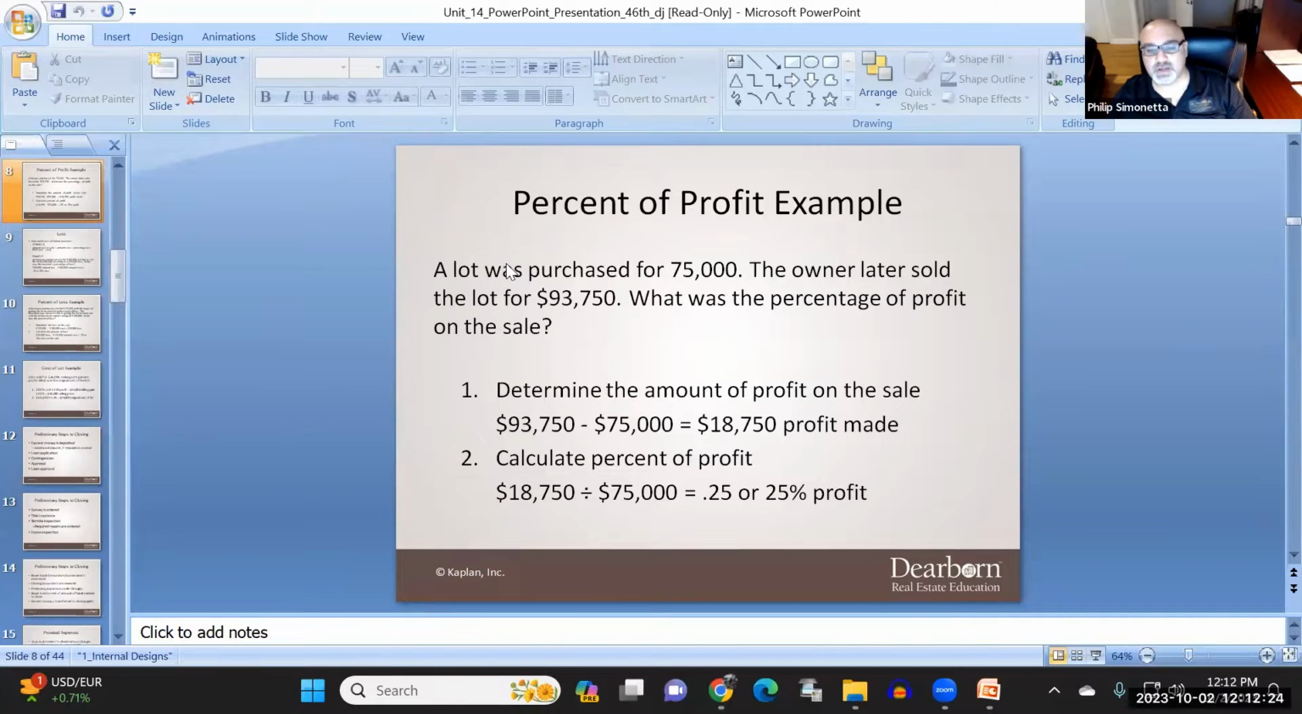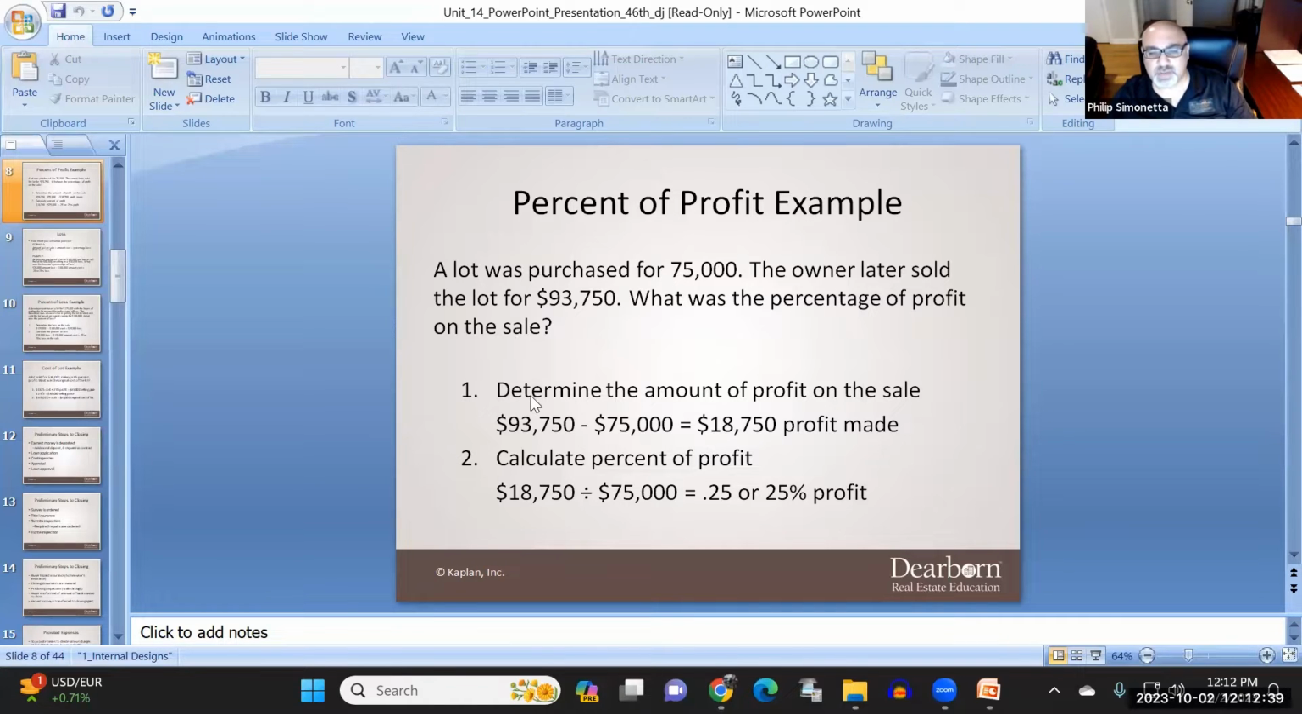So let's say here's an example. A lot was purchased for $75,000. The owner later sold the lot for $93,750. What was the percentage of the profit on the sale? That could be a question like that you see.